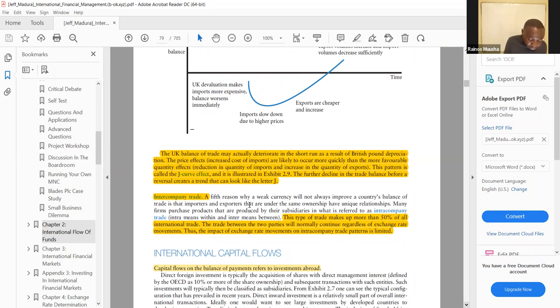So the impact of exchange rate movements on intra-company trade patterns is going to be limited. Whether the currency appreciates or depreciates in value, it will not have any effect on the trade between the two entities. Are there any questions when it comes to the effect of the devaluation of a country's currency? Any questions?